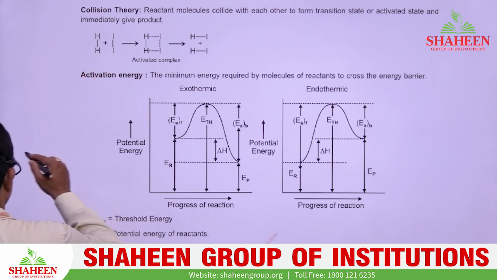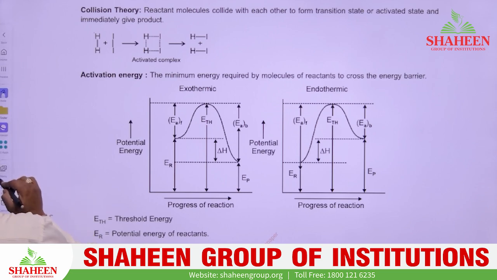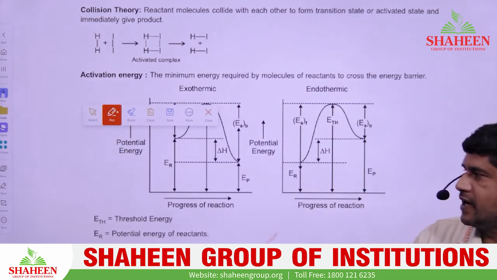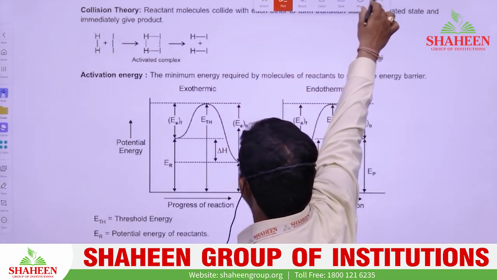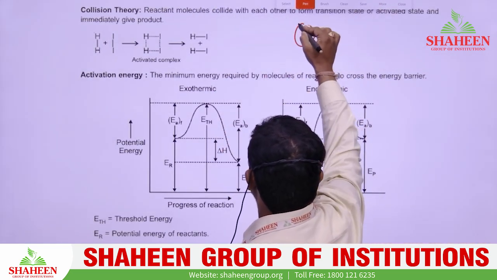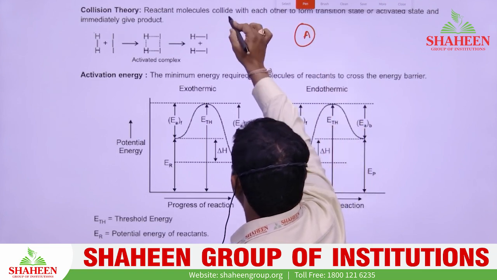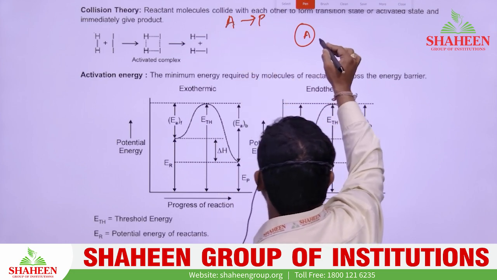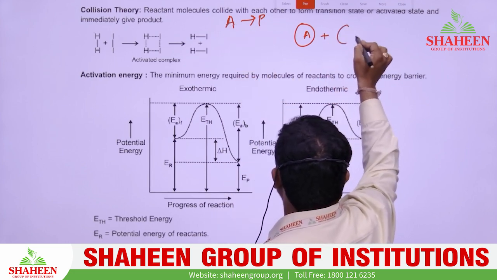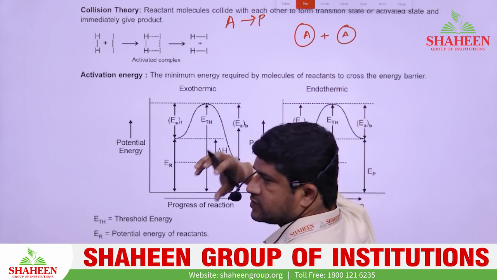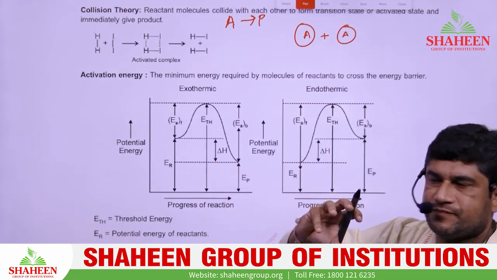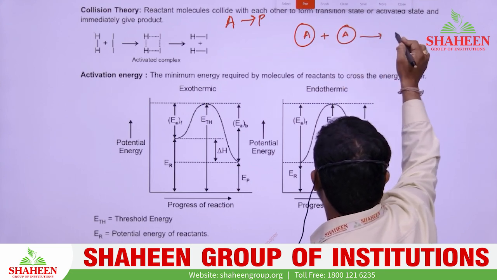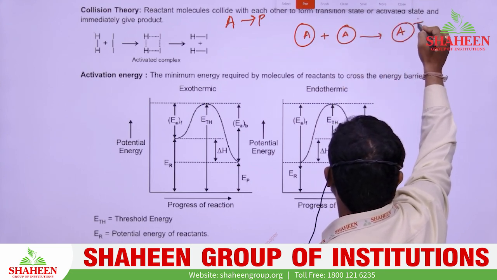Whatever the chemical reaction, in every chemical reaction the reactant molecules collide with each other. Assume that A is a reactant and it is converting into product. These reactant molecules are assumed to be hard spheres. They collide with each other and are converted into activated molecules.